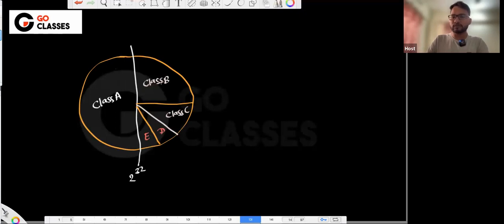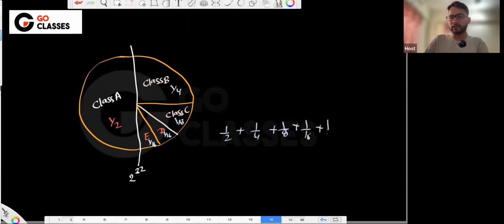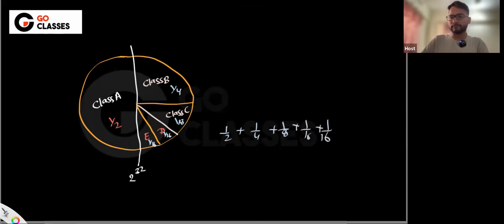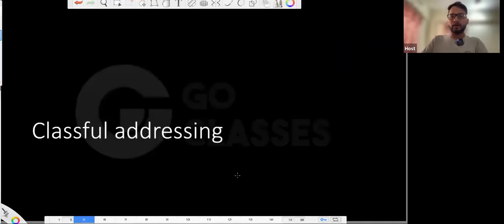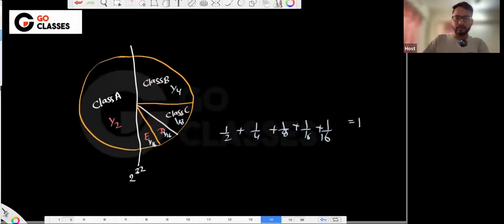See, this is 1/2. Let me write the proportions also. This is 1/2, right? And this is 1/4. This is 1/8. This is 1/16. This is 1/16 again, right? So if you add all of this, 1/2 plus 1/4 plus 1/8 plus 1/16 plus 1/16, it will be just 1, right? Okay, so I hope you understood this, right?